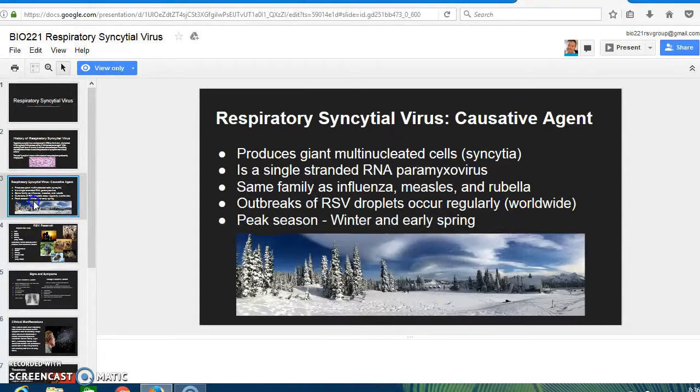Some of the causative agents of RSV: first, it produces giant multinucleate cells. Second, it also has a single strand of RNA, a paramyxovirus. It's in the same family as influenza, measles, and rubella. Outbreaks of RSV happen worldwide. It is not isolated to one part of the country. And then the peak season of RSV is from winter through early spring.